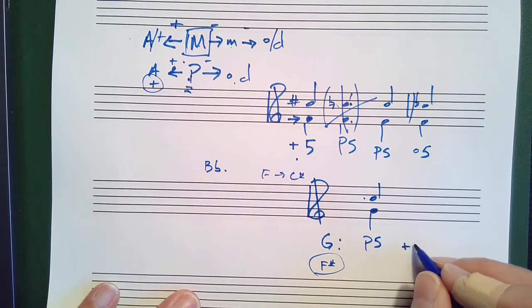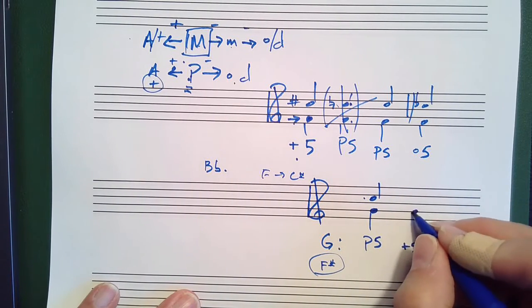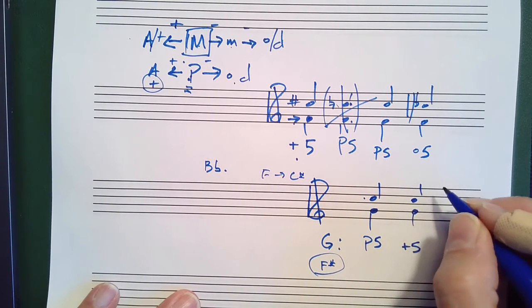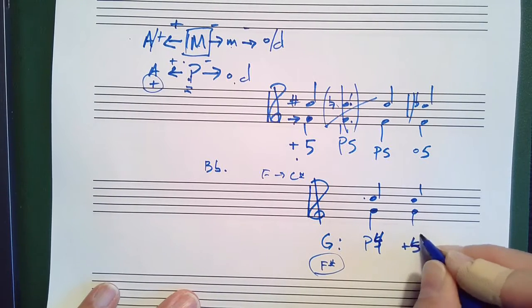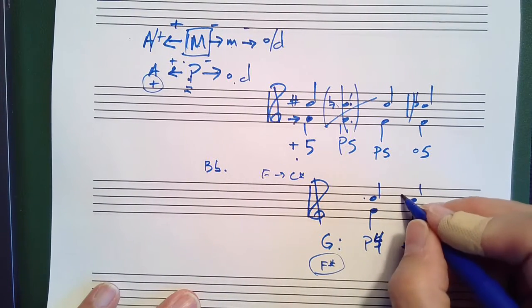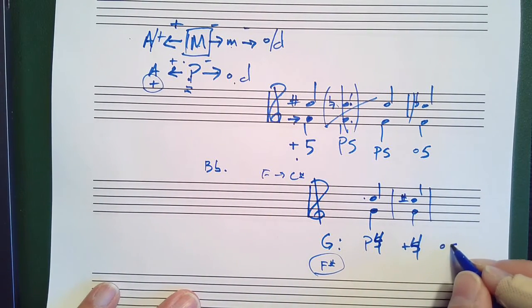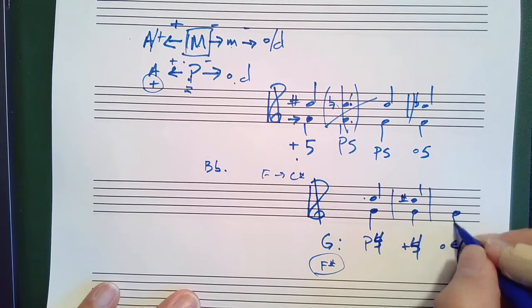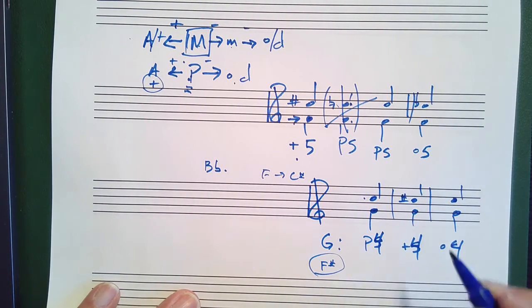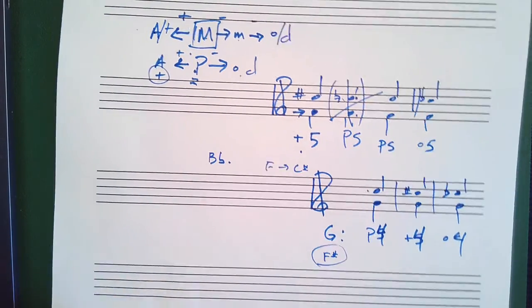If I asked for an augmented fourth, you would start with your perfect fourth and raise the top note a half step. Likewise, if I ask for a diminished fourth above G, G to C would be a perfect fourth. We need to make the interval a half step smaller, and there's a diminished fourth.